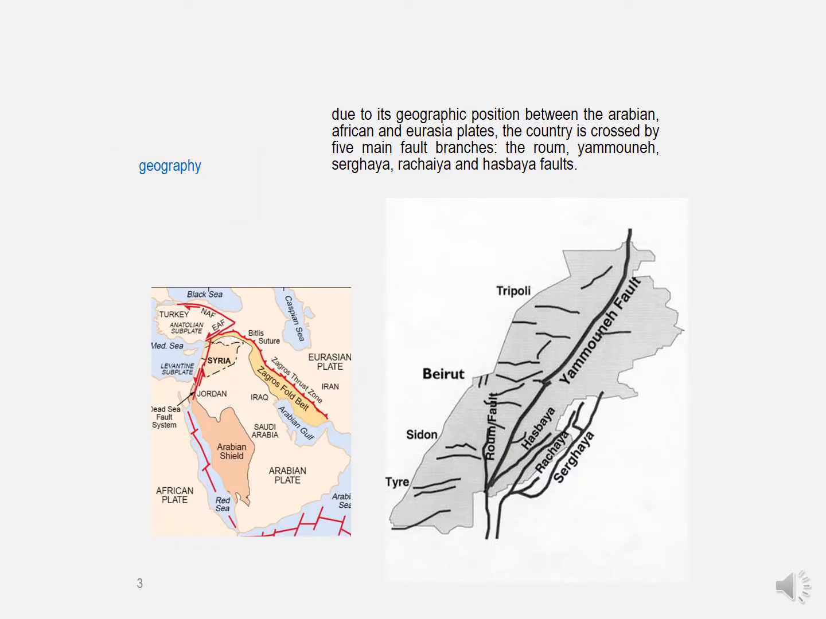As you can see in the first map, due to its geographic position between the Arabian, African, and Eurasian plates, the country is crossed by 5 main fault branches. As you can see in the second map, they are the Roum, Yammouneh, Serghaya, Rachaya, and Hasbaya faults. In the past, these faults have generated earthquakes of magnitude exceeding 7, leading to massive destruction in Beirut and Tripoli.